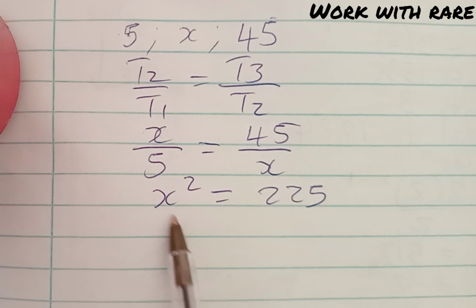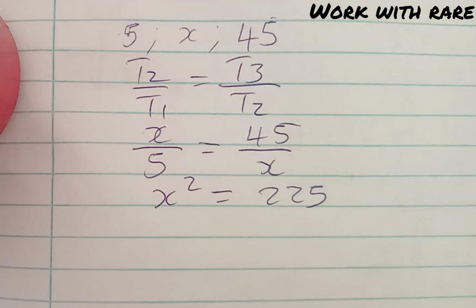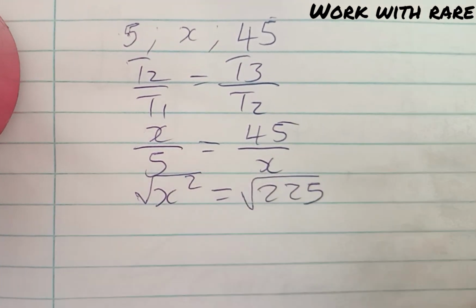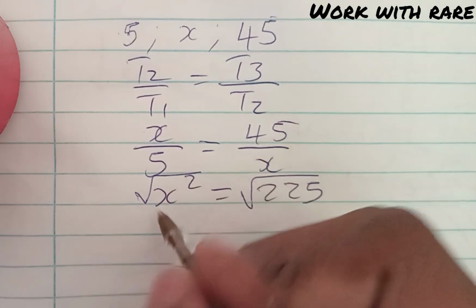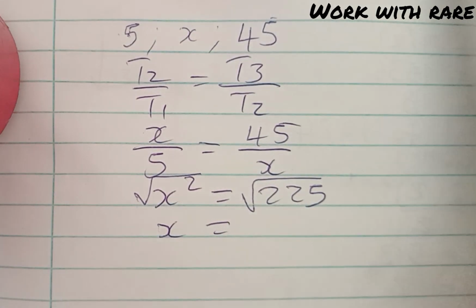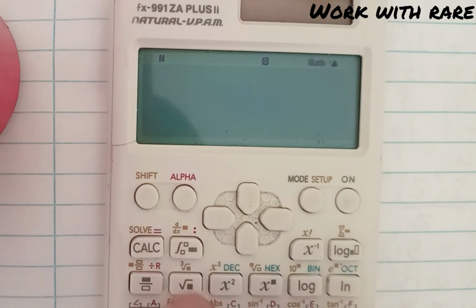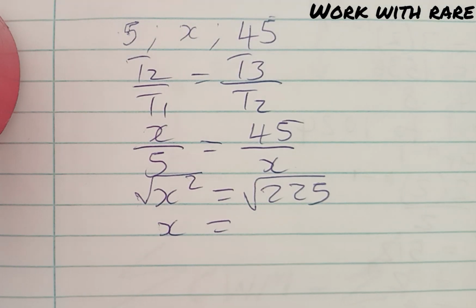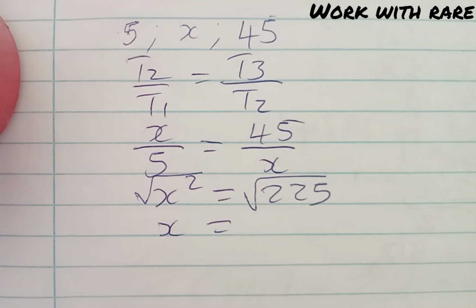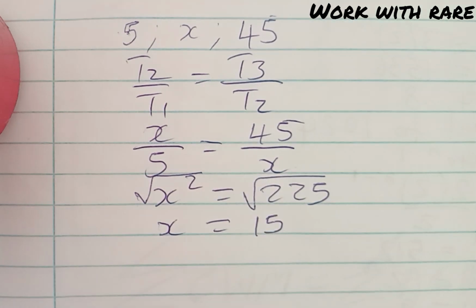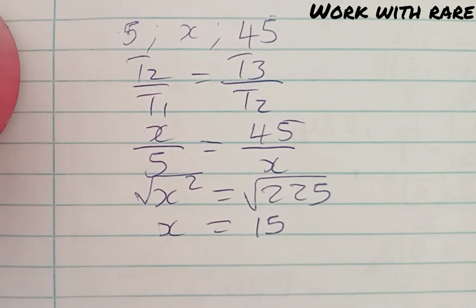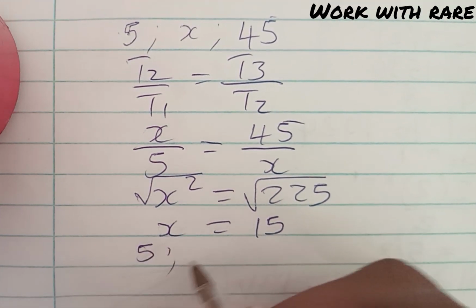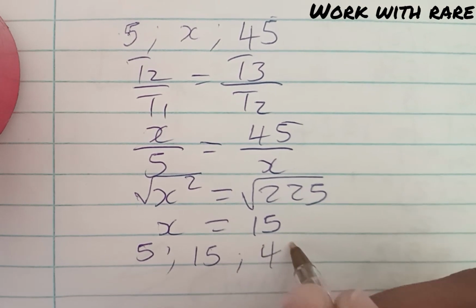Now remember, here I have x squared and I'm looking for the value of x, which means I will have to take the square root of both sides. So when I do that, I will be left with x only. So let's see, square root of 225, 15. So 225 is a perfect square, remember. So our answer is 15. So our x is 15. So we got our x value, which means our sequence will be 5, 15, 45.